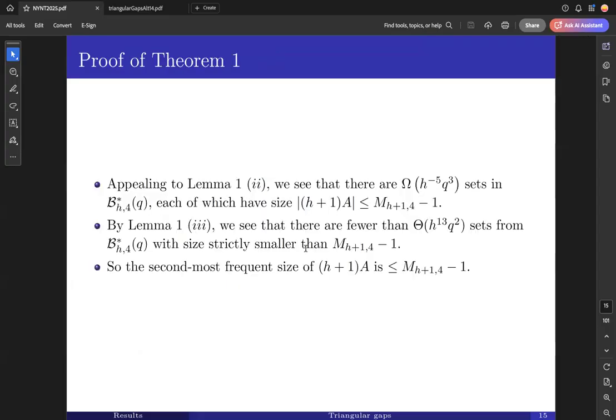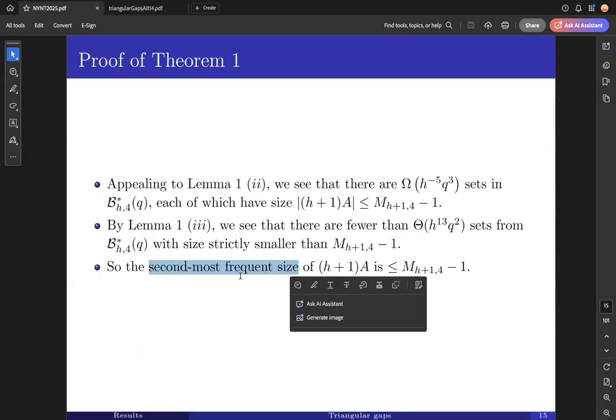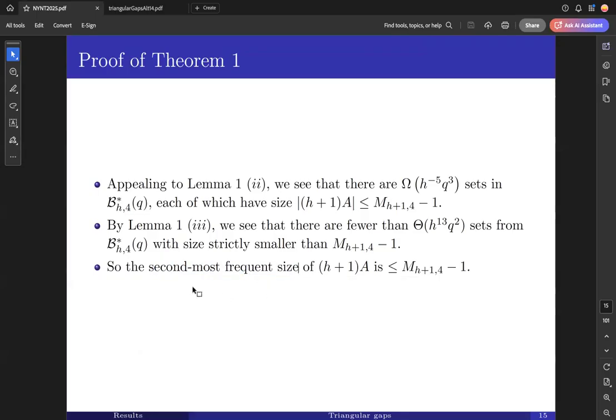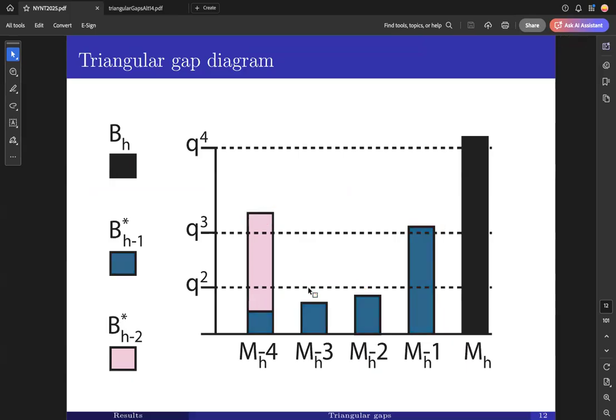This should be the proof of theorem 1, although I'll admit this phrasing is a little unhelpful. This is technically inaccurate phrasing. But the claim here is that this is q to the 4th, this is q to the 3rd, and these other contributions are smaller.